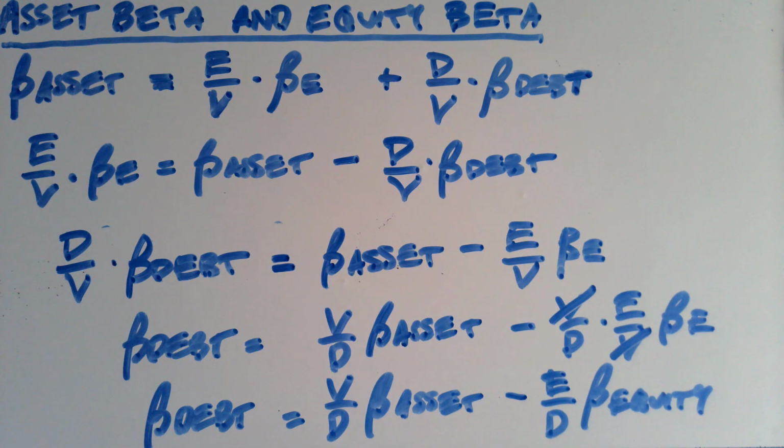By the way, if you're asked to calculate the beta of the debt, or if you're given the beta of the debt, it is not safe to assume it's 0. But if you're not told otherwise, then you can assume that beta of debt is 0 and make the simplifying changes to the equation that we saw earlier.